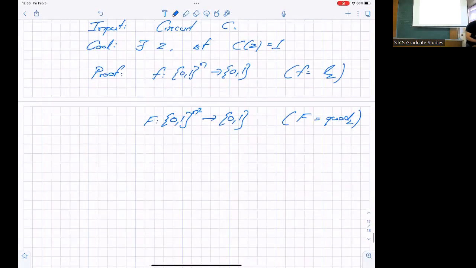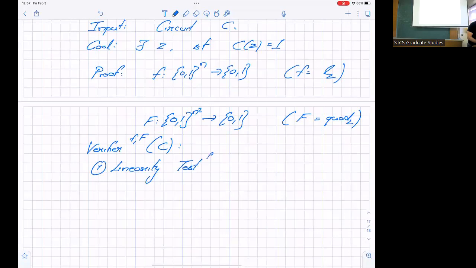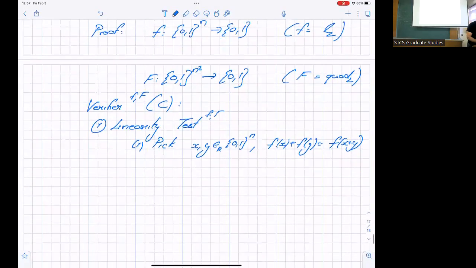Okay. And now the verifier takes F and capital F and input C. It's going to do the following. It's going to run the linearity test on F and capital F. That is basically, it's going to pick x and y at random from 0,1 to the n and check that f of x plus f of y equals f of x plus y, and reject otherwise.